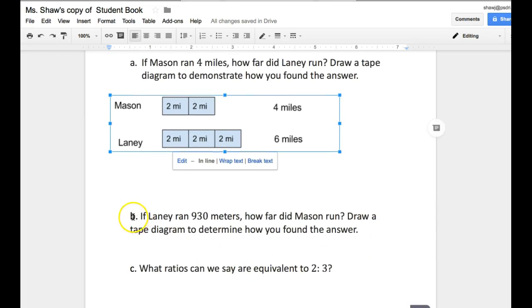All right, if Laney ran 930 meters, how far did Mason run? Draw a tape diagram to show how we could find this answer. Wow.